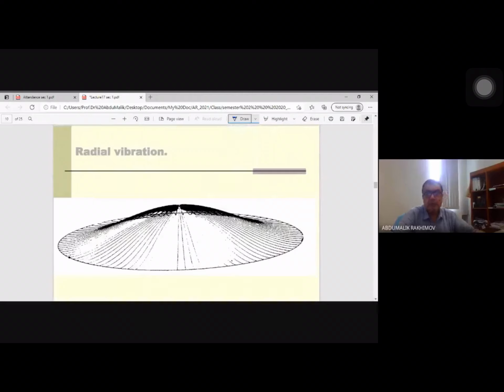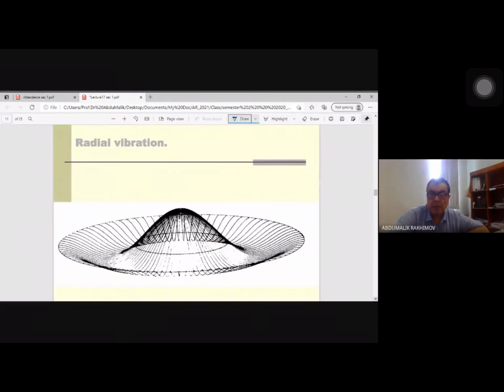So these are the pictures I will show again. I already have seen some movies about radial vibration. So radial vibration, you see, in each radius, this displacement is the same level. Radial vibration is displacement at the same level. Okay.